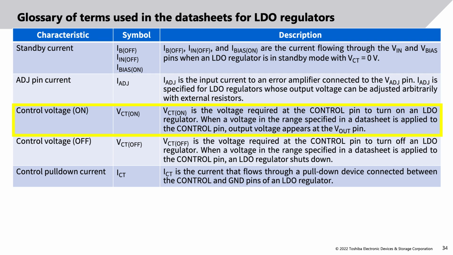Control voltage on, VCT on, is the voltage required at the control pin to turn on an LDO regulator. When a voltage in the range specified in a datasheet is applied to the control pin, output voltage appears at the VOUT pin. Control voltage off, VCT off, is the voltage required at the control pin to turn off an LDO regulator. When a voltage in the range specified in a datasheet is applied to the control pin, an LDO regulator shuts down. Control pull-down current ICT is the current that flows through a pull-down device connected between the control and ground pins of an LDO regulator.